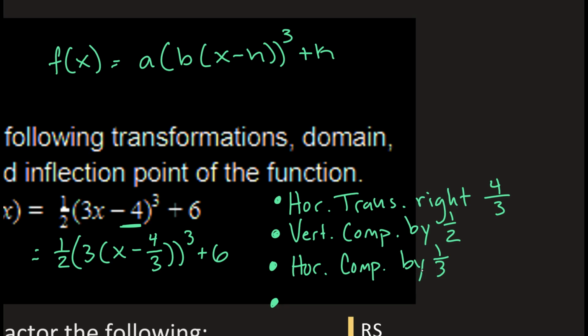I know horizontal and vertical and compression, I just didn't know we had to do fractions. Right. When it's on the inside of the parentheses, it's always the reciprocal. It's 3/1 technically. You flip it, it becomes 1/3. Then what does the 6 do? Not horizontal. Vertical translation up 6.